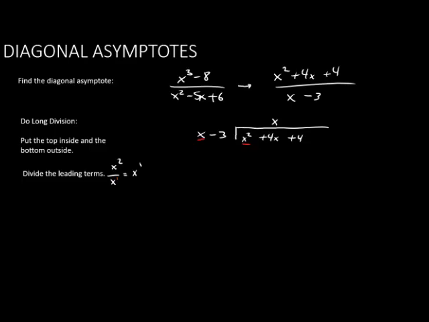Then we'll take that x that we just found times both terms on the outside. We'll take that x and multiply times x minus 3. X times x would give us x squared, and x times negative 3 will give negative 3x. Now that we've found that, we'll change both of the signs on both of our terms in that x squared minus 3x and write it underneath our x squared plus 4x plus 4.